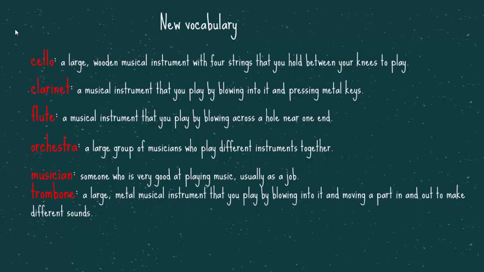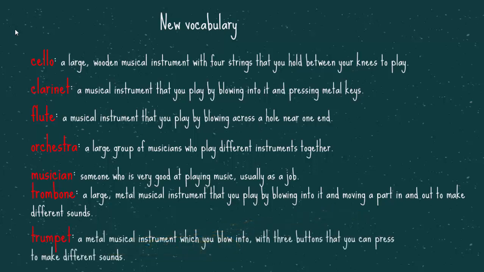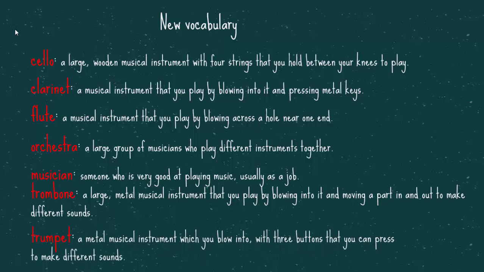Trombone. It's a large metal musical instrument that you play by blowing into it and moving a part in and out to make different sounds. And here is a picture. Trombone. Trumpet. It's a metal musical instrument which you blow into with 3 buttons that you can press to make different sounds. And here is a picture.